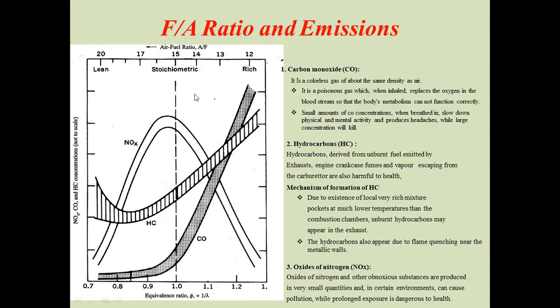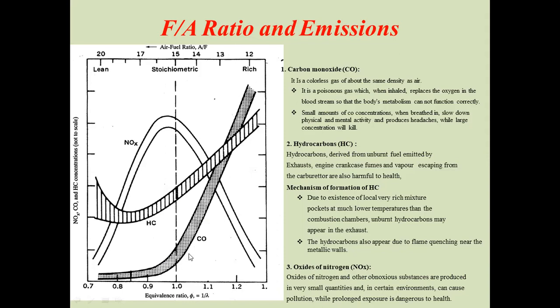Based on this figure, the x-axis is the air-fuel ratio, and the y-axis shows oxides of nitrogen, carbon monoxide and hydrocarbons. The dotted line is the stoichiometric air-fuel ratio. At the stoichiometric air-fuel ratio, we get about 15% oxygen and 1% fuel entering the combustion chamber. The left-hand side is the lean mixture, and the right-hand side is the rich mixture.